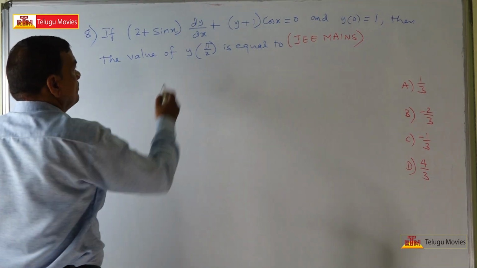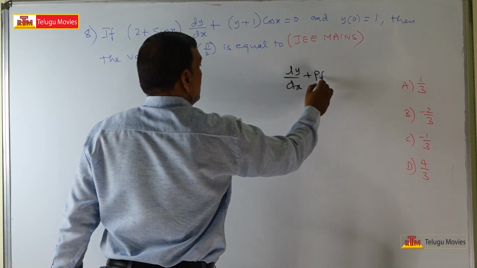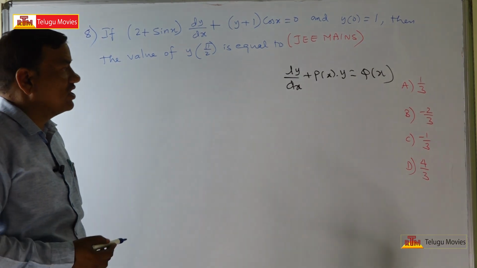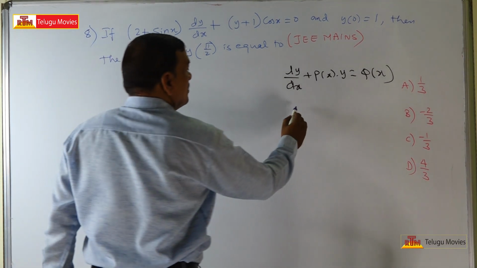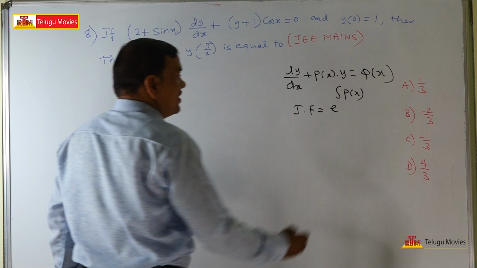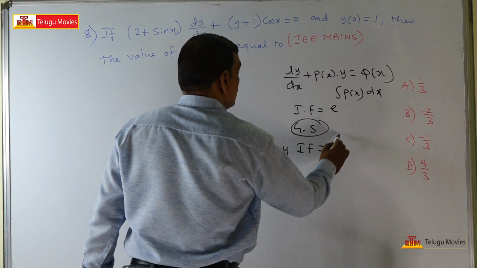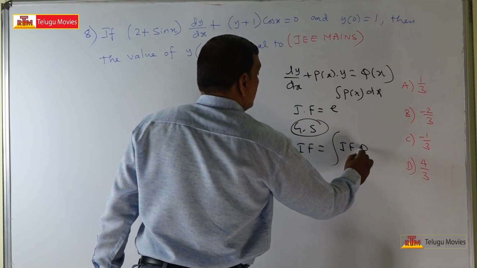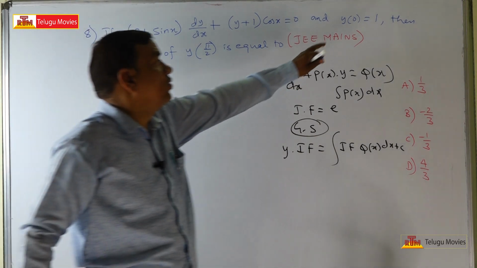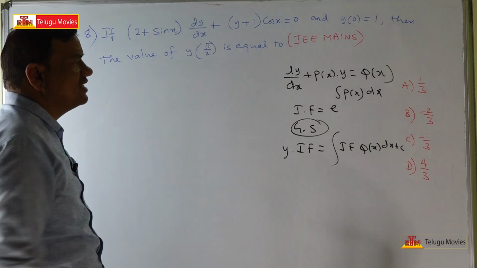First, for this problem, the general form is dy by dx plus p of x into y is equal to q of x. This is a linear differential equation. First we get the integrating factor, which is e power integral of p of x dx. The general solution is y into the integrating factor equal to the integral of integrating factor into q of x dx plus c. To find the c value, we use the condition y of 0 is equal to 1. That is the basic idea we have to get.